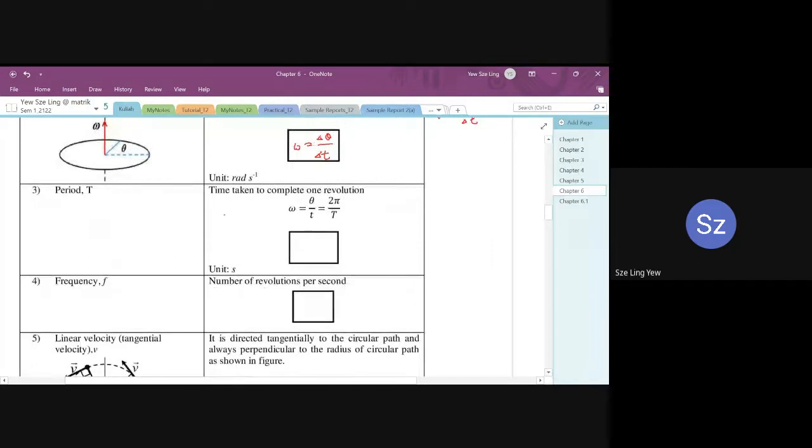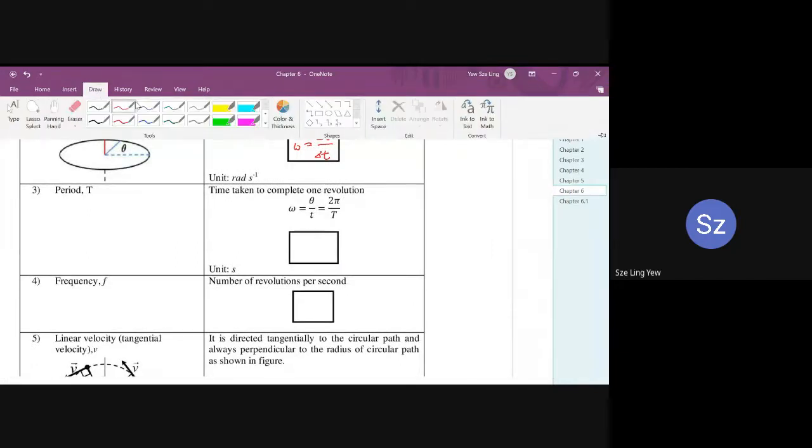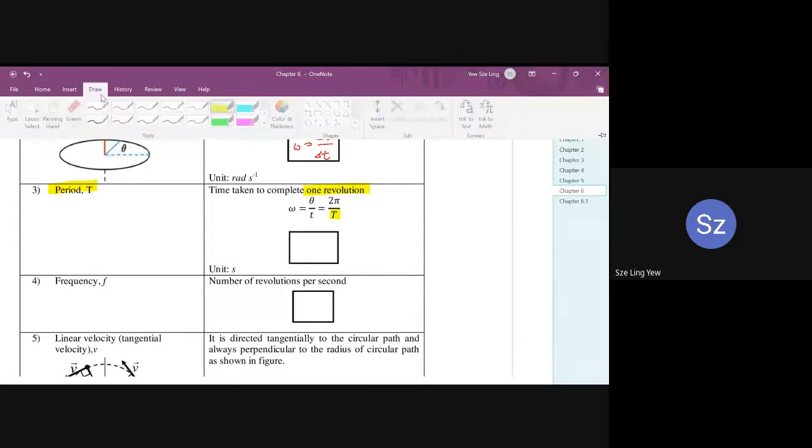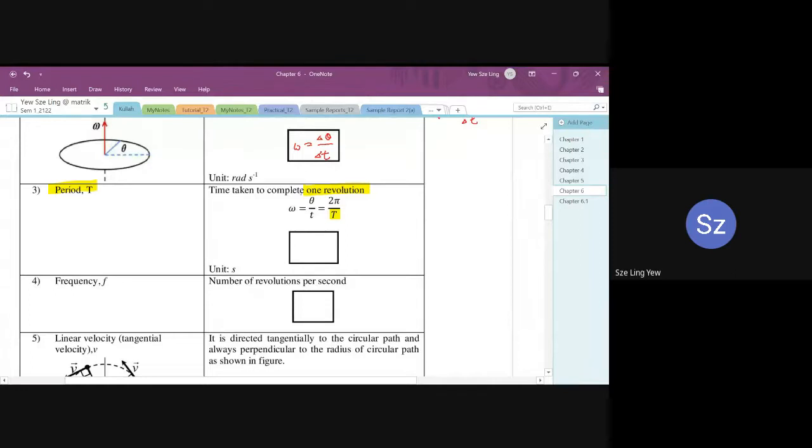Period is the time taken to complete one revolution. So make sure you know the difference between normal time and period. Period is the time taken to complete one revolution, and we use capital letter T. If the time given is not for one revolution, then you use small letter t. Small letter t for not one revolution, capital letter T for one revolution. Time could be for one revolution or not, but the period is definitely for one revolution.